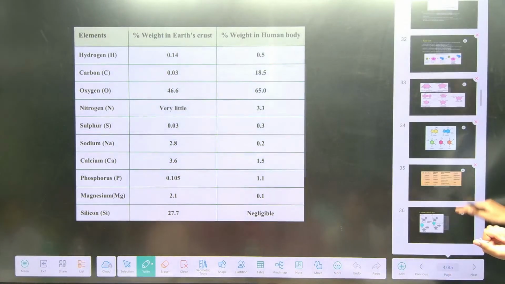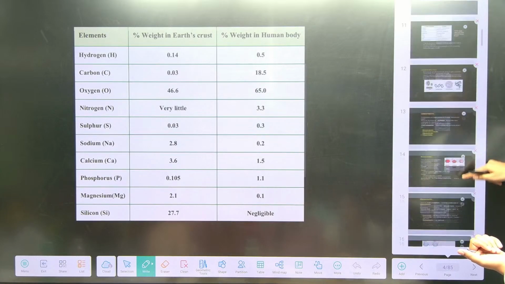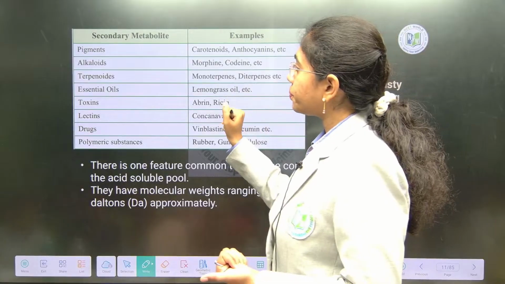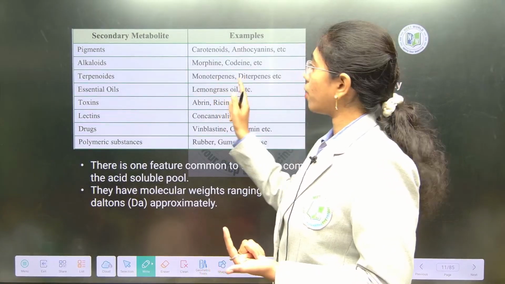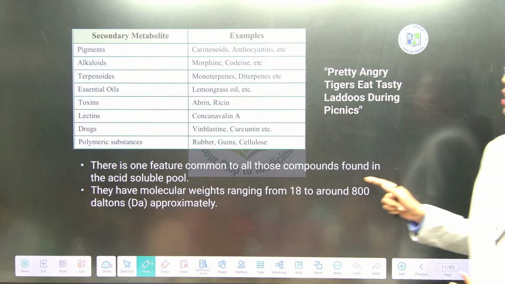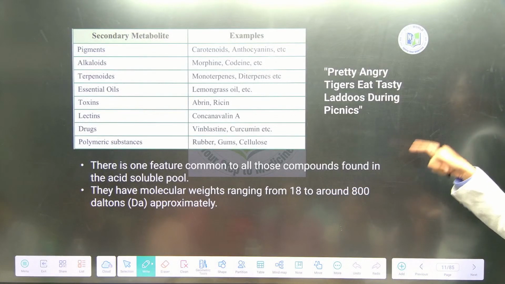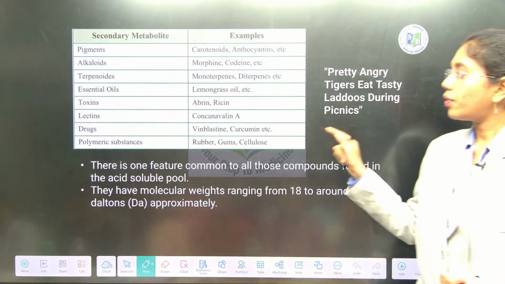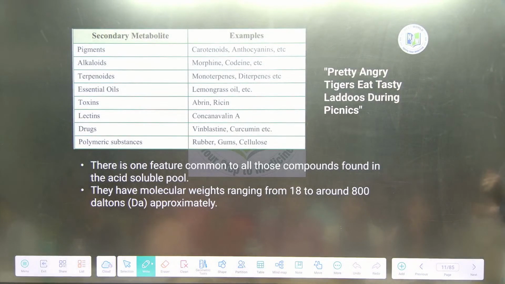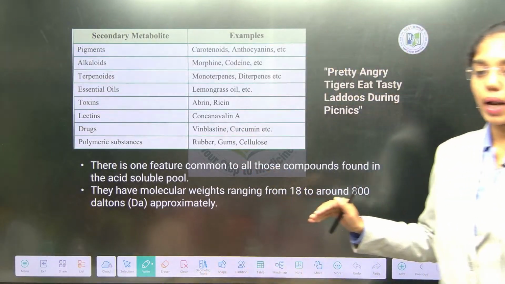The table given in your NCERT for metabolites is very important. Different types of secondary metabolites you have learned with a mnemonic. Pigments include? Alkaloids include morphine and codeine. Terpenoids include monoterpenes and triterpenes. Essential oils include? Toxins include? Resin. Lectins include? Concanavalin A. Drugs include? Vinblastine and curcumin. Polymeric substances? Rubber, gums and cellulose. These are the different secondary metabolites that you have to remember and fix in your mind.